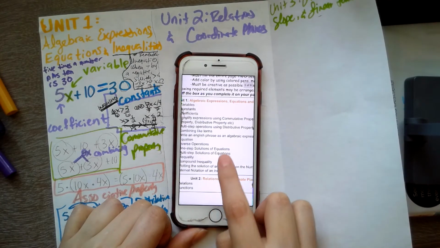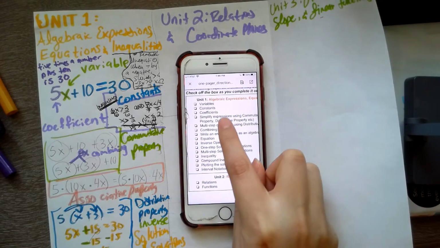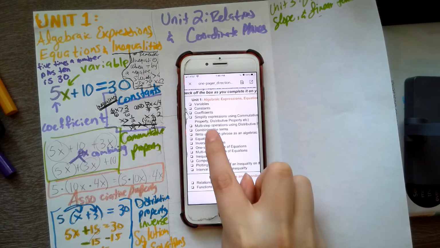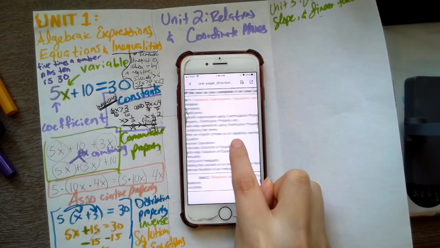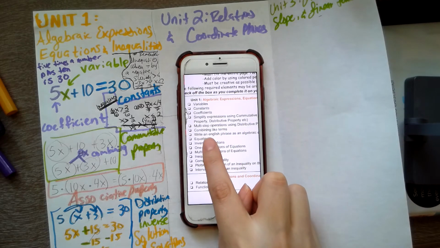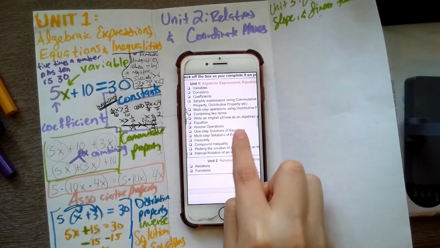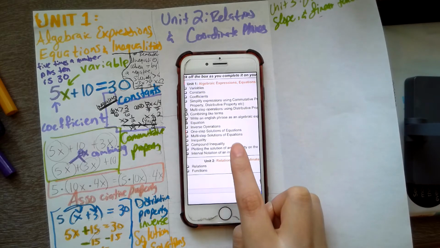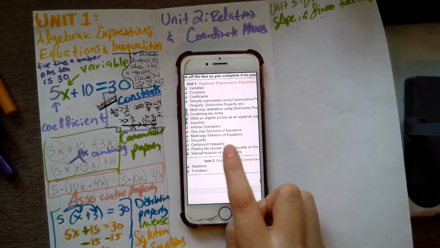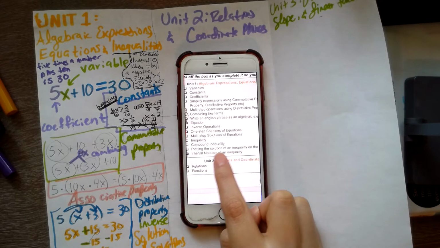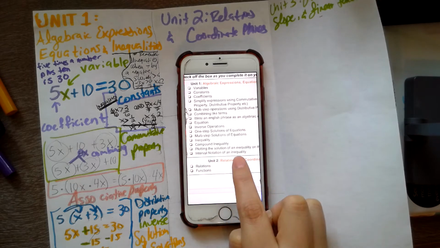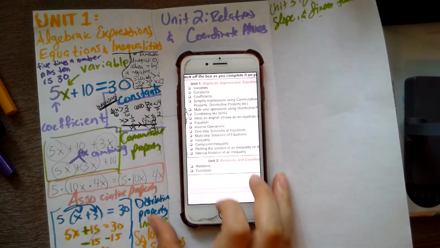So for example, here, Unit 1: variables, constants, coefficients, simplifying expressions using commutative, associative, distributive property, multi-step operations using distributive property, combining like terms, writing an English phrase as an algebraic expression, equation, inverse operations, one-step solutions of equations, multi-step solutions of equations, inequalities, compound inequality, plotting the solution of an inequality on the number line, interval notation of an inequality. So I was able to fit all of this in this section.